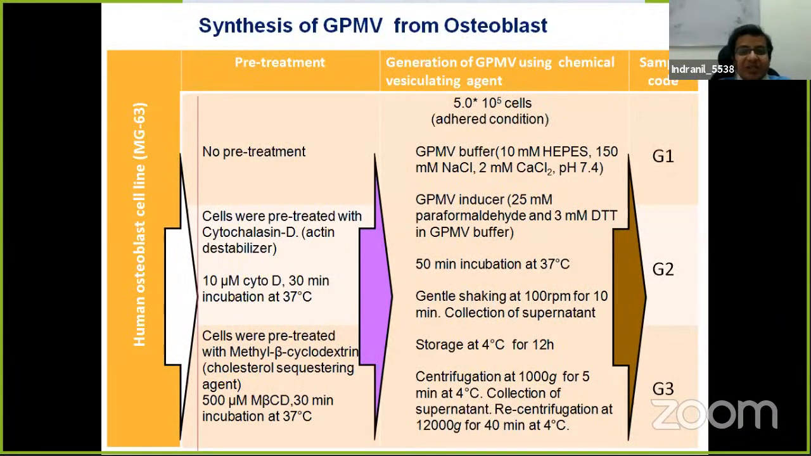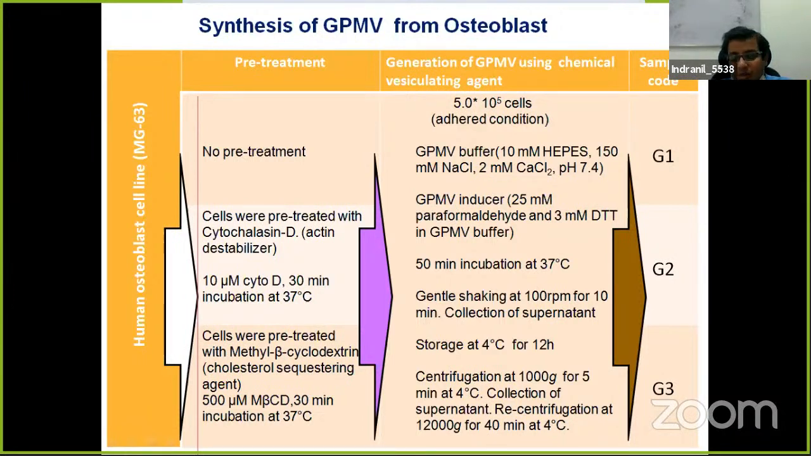Now for this purpose, we generated 3 different kinds of GPMB: G1, G2, G3. We thought of generating these giant plasma membrane vesicles from these osteoblast cells, but we thought to manipulate the osteoblasts prior to generating the GPMB. One was without any pre-treatment, which we considered as G1. The next one we treated with cytochalasin D, which is an actin destabilizer. We considered it G2. And the third one we treated with methyl beta cyclodextrin, and we considered it G3. So we generated GPMB from these.